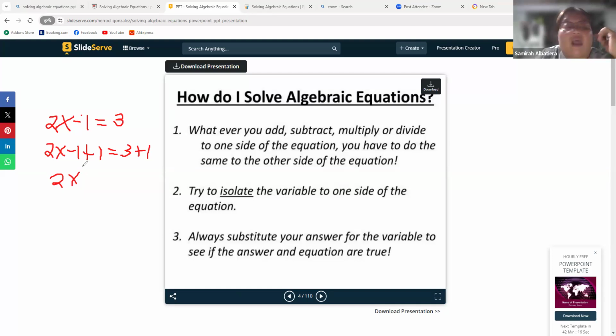So 2x, our goal here is only 2x because we are trying to get the value of x. The minus 1, we are going to eliminate that 1. We want it removed from the side of the 2x, the variable with the coefficient. To make it become 0, we are going to add 1. Since we added 1 to the left side, make sure we also add 1 to the right side.